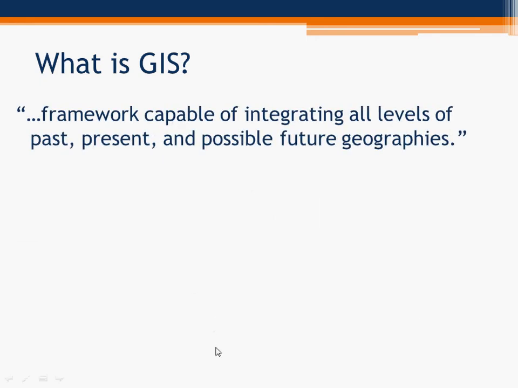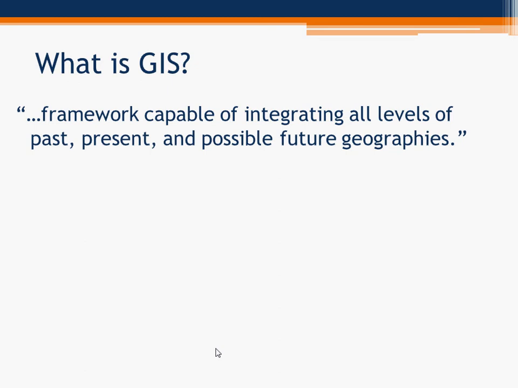So I like to use this quote here. GIS is a framework capable of integrating all levels of past, present, and possible future geographies. So of course, if we think about past geographies, we think about historical maps and historical data being abstracted in a GIS. Present data, of course, what is the current condition, and that's going to change constantly. A lot of times when a map is created, it's out of date as soon as it gets published.